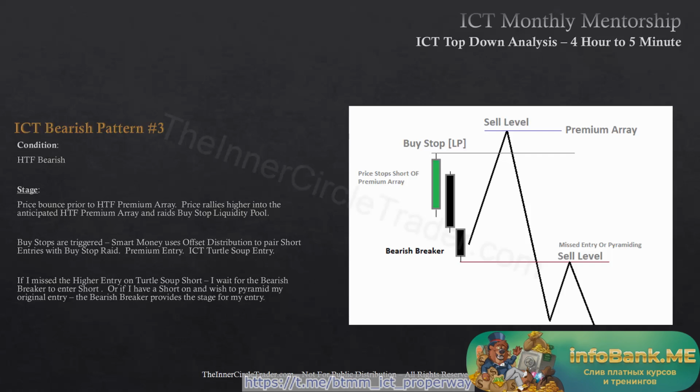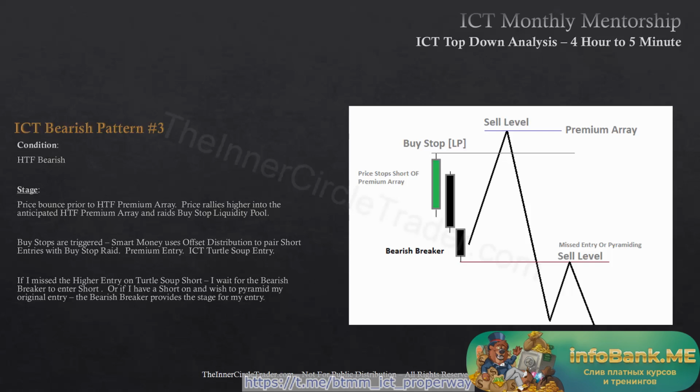Now, if I was fortunate enough to get short at the higher premium array, I can look at that bearish breaker as an opportunity to pyramid. So if I went short 10 at the higher premium array, now I can sell short 5 at the bearish breaker and pyramid my position. So now I've covered, again, all 3 of the bullish and all 3 of the bearish patterns. But again, it's primarily just 2 patterns.